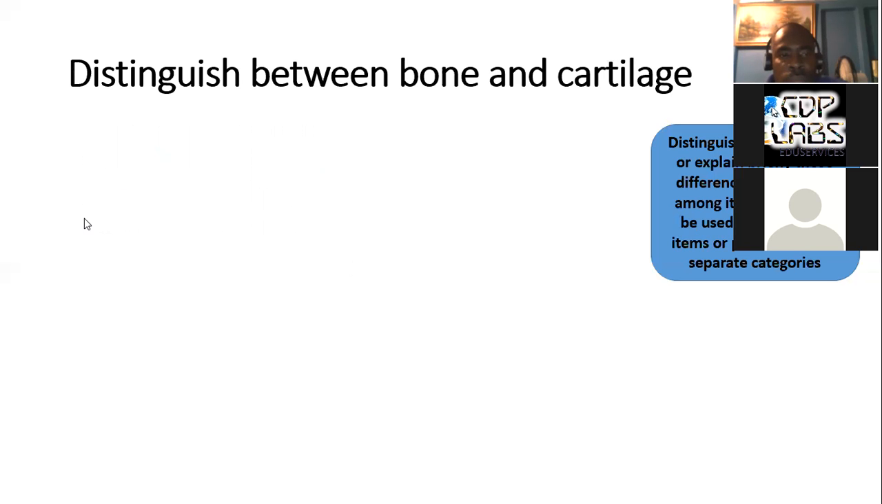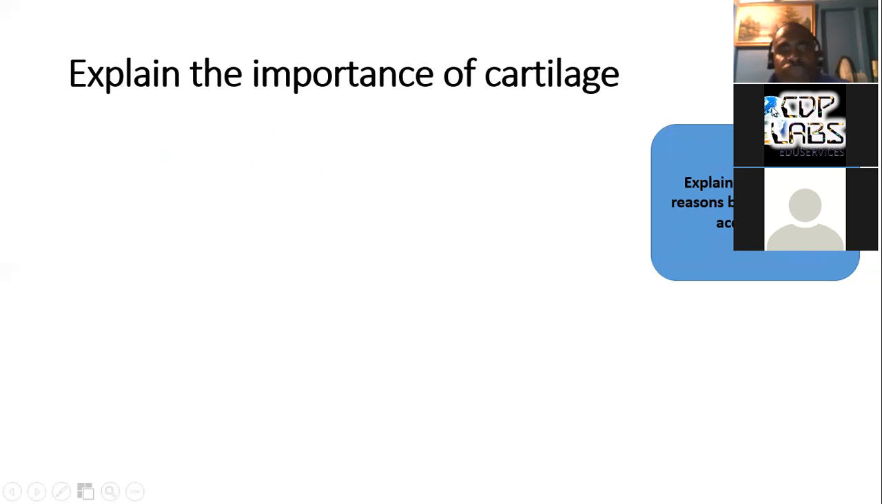Now, explain the importance of cartilage. I'll read this one. It says, give reasons based on recall, or account for. So basically, what do you think this is asking you to do? How do you interpret this question? Anybody? What is it asking you to do?